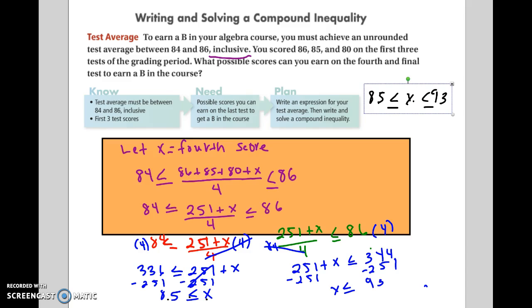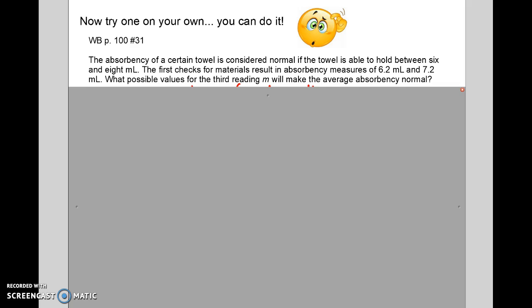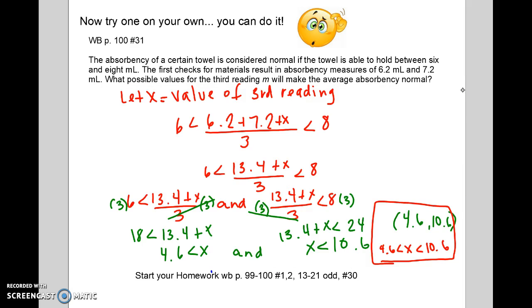Okay, I want you to read the next word problem and attempt it on your own. It's the same type of problem, and see if you can do it by yourself. Take a second, pause the video. Okay, so go ahead and look at the answer. My let statement is the value of the third reading. We set it up the same way we set up the last problem. Split them up into two, and you get your answer. If you write in interval notation, here's my answer in interval notation. Okay, which I don't really have to do.